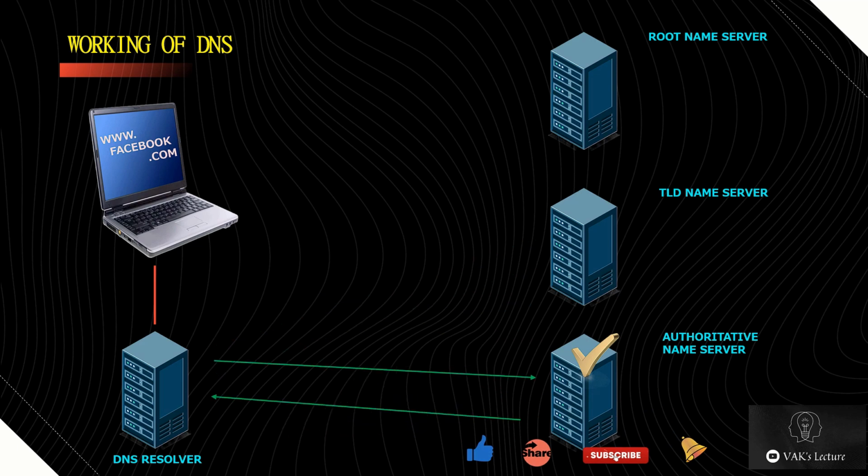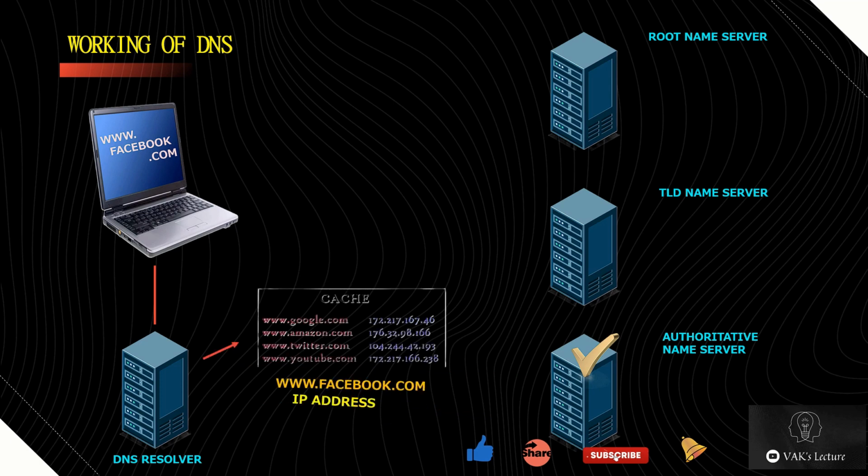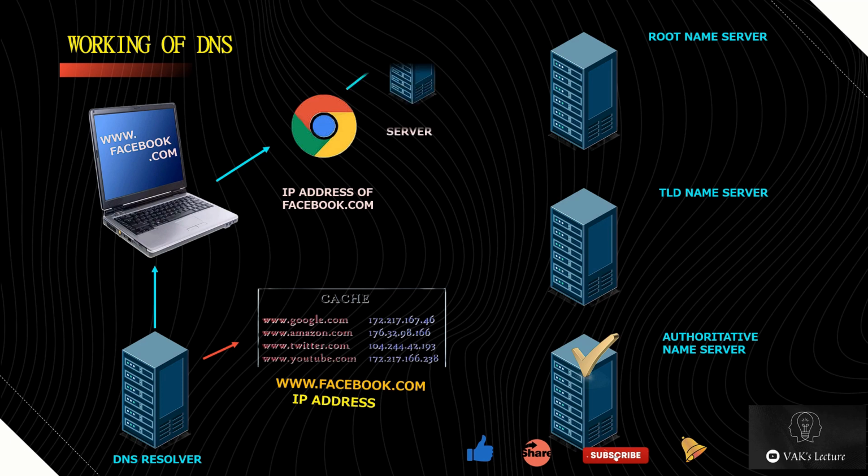Finally, the authoritative name server provides the exact IP address of facebook.com to the DNS resolver. The DNS resolver stores this information in its cache for future use and provides the IP address to the computer's operating system. Then the operating system forwards it to the browser. The web browser then contacts the Facebook server and loads the requested website, that is facebook.com.